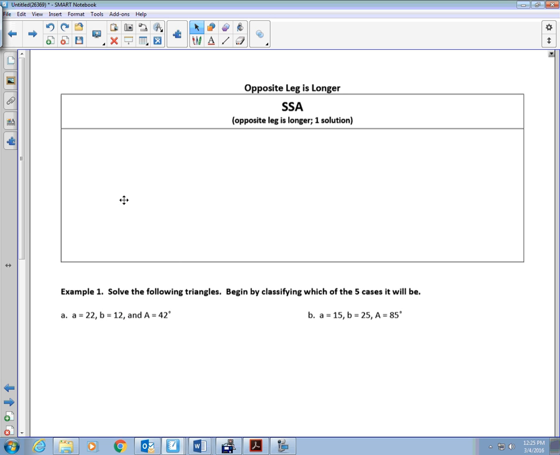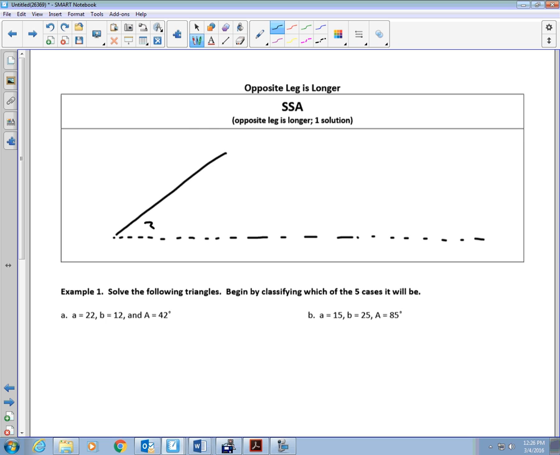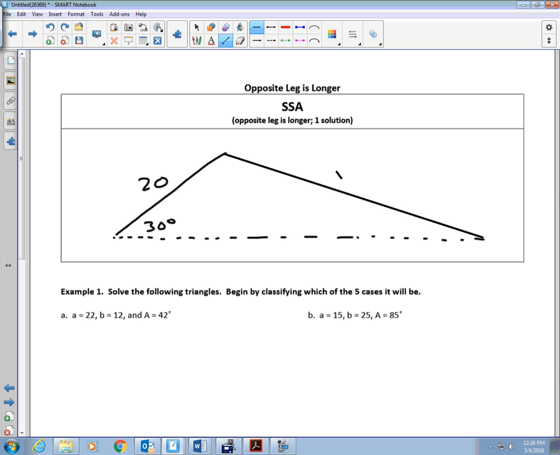Side angle, opposite leg is longer. Okay? This is the other one, and we're getting a one solution scenario. So suppose I have an angle formed, call it a 30-degree angle. We'll call this 20, and we'll call this 40.